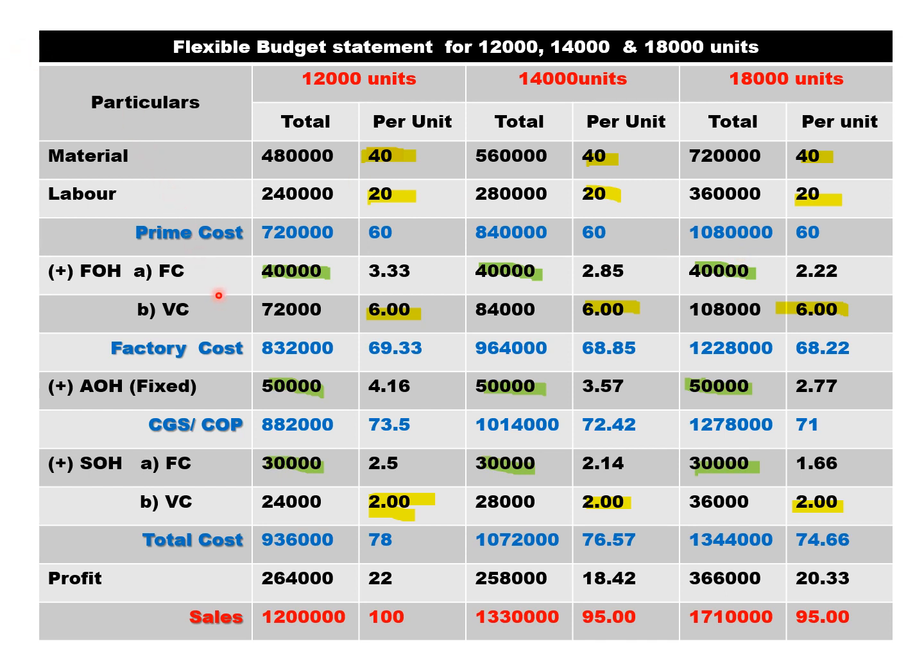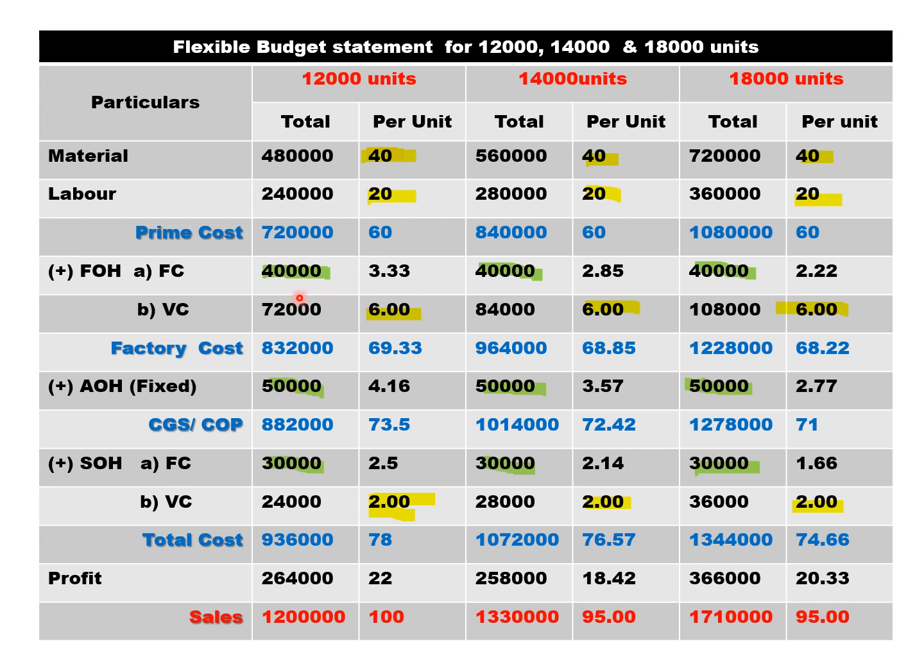So next, factory overhead. We have both fixed and variable. That's called manufacturing expenses. Manufacturing expenses is called factory overhead. So we have 40% fixed and 60% variable, which we've already calculated. Fixed, you consider total 40,000 for 12,000 units, 40,000 for 14,000 units, 40,000 for 18,000 units. So in case of fixed, you need to look into total. In case of variable, you need to look into per unit. So fixed manufacturing expenses is 40,000, 40,000, 40,000 for all levels of activity.